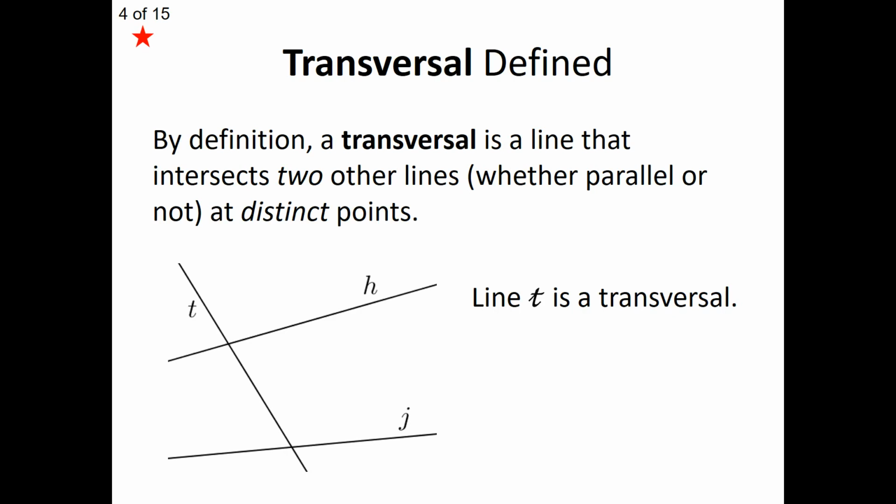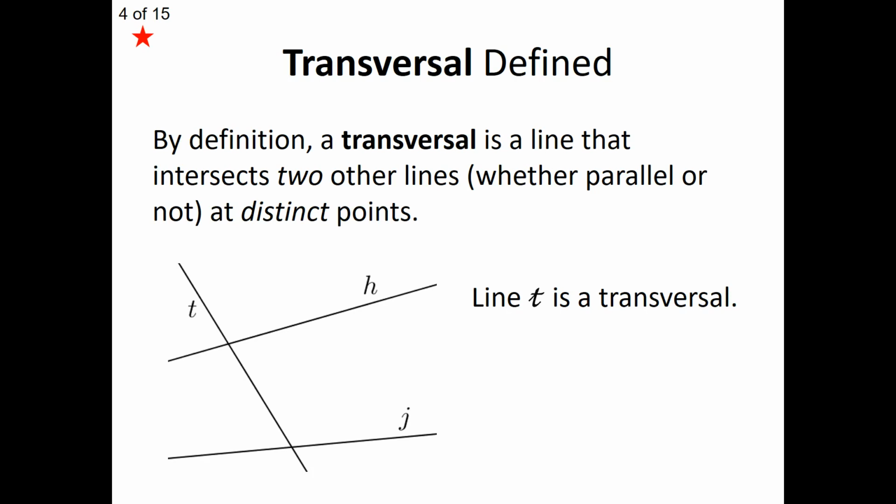Now let's talk about what a transversal is. By definition, a transversal is a line that intersects two other lines at distinct points. Those two other lines, it doesn't matter whether or not they are parallel. We are going to look at both cases. Today, we're just going to look at the relationship whether the lines are parallel or not, but in future cases, we'll be looking at what happens if the lines are parallel and we cut them with a transversal.